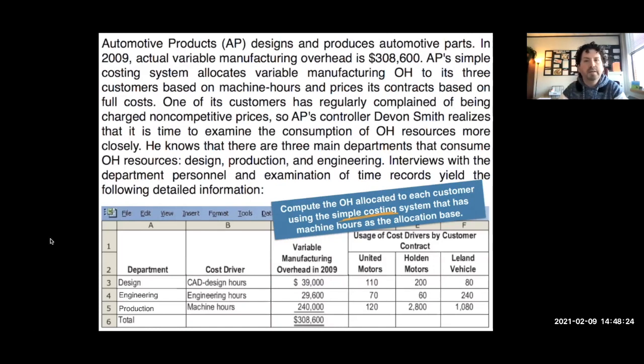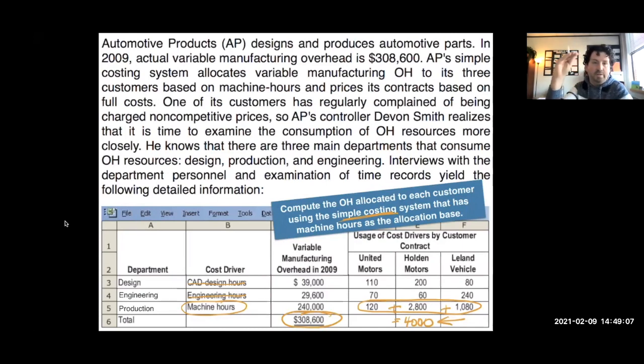All right, let's take a look and see how we did on this one. The first thing we have to note is the cost driver for simple costing. It is not CAD design hours, so we don't need those. It's not engineering hours. We don't need those. It's machine hours. And here is our total machine hours. If we add all those up, that would give us our total. And we also know our total overhead cost. So we can easily calculate our rate.